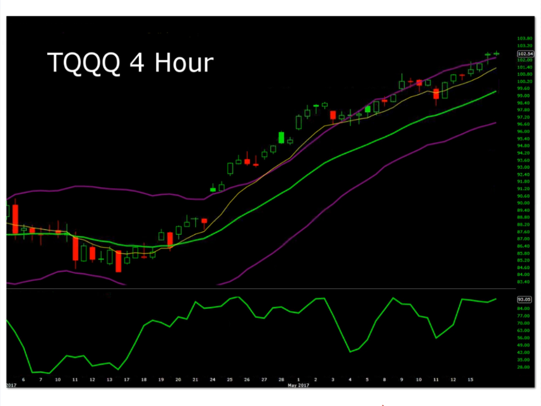This is very recent. TQQ, which is the triple leverage bull ETF for the NASDAQ 100, and again from the 4-hour time frame. And you can see the divergent setup. I'm just going to briefly say again, this is in the ebook.